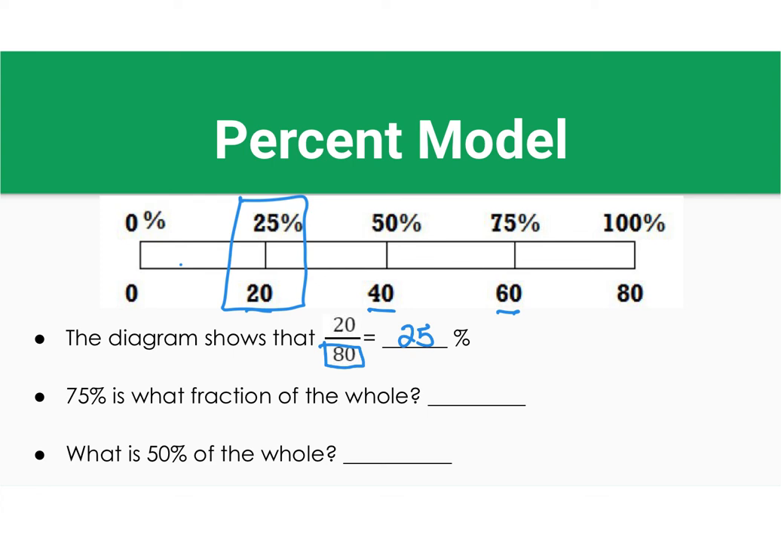75% is what fraction of the whole? So I'm going to go to 75% and see that lines up with 60. So 60 over 80, or 60 out of 80, is 75%. And then the last one wants to know what 50% of the whole is. 50% of the whole would be 40.